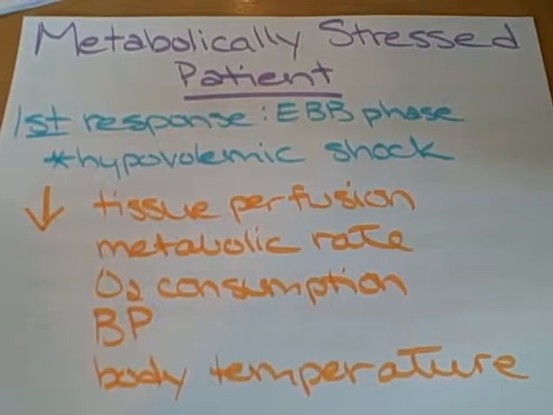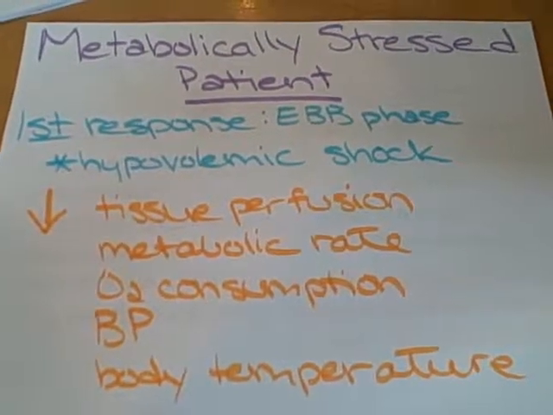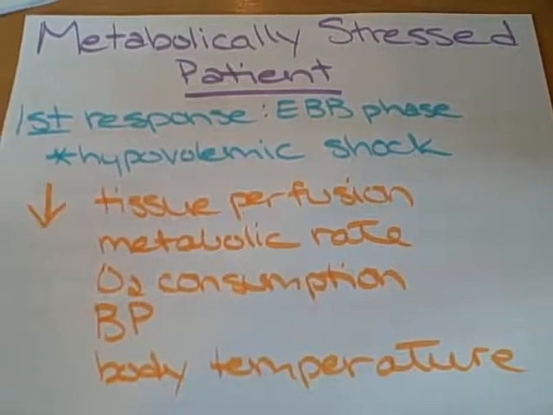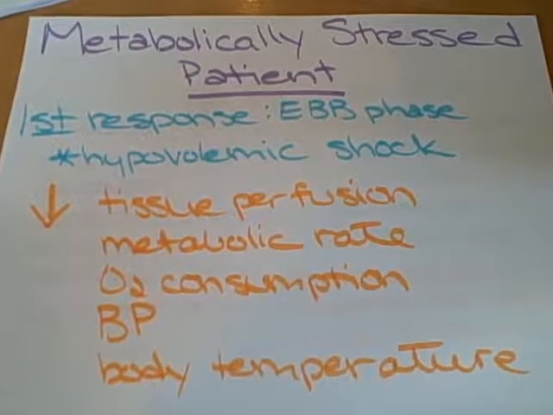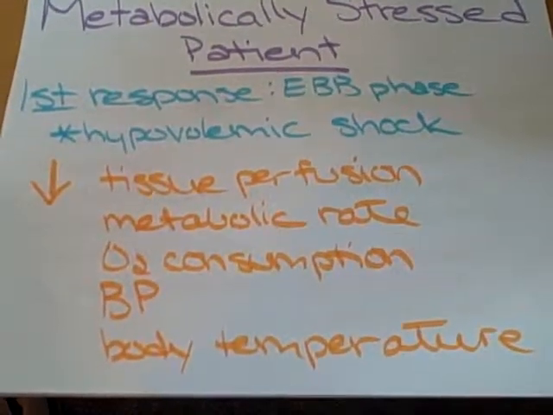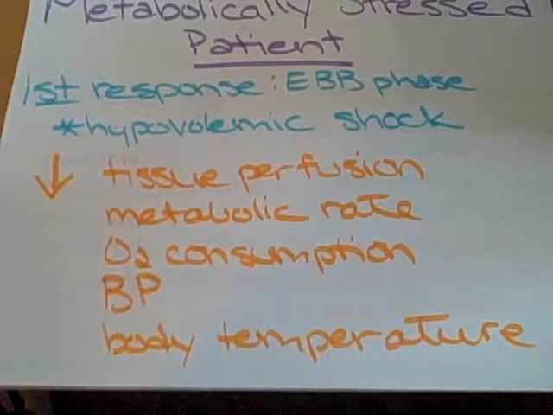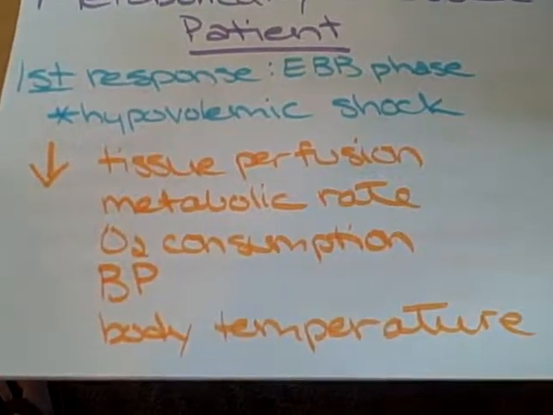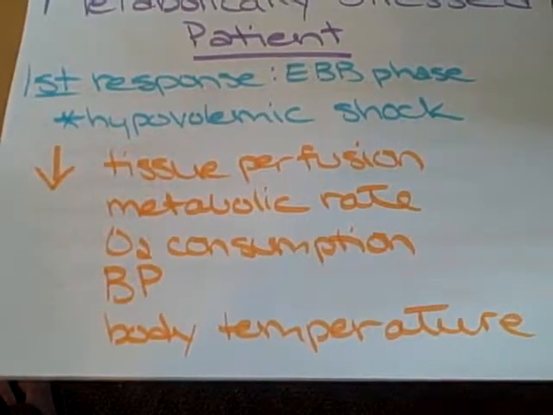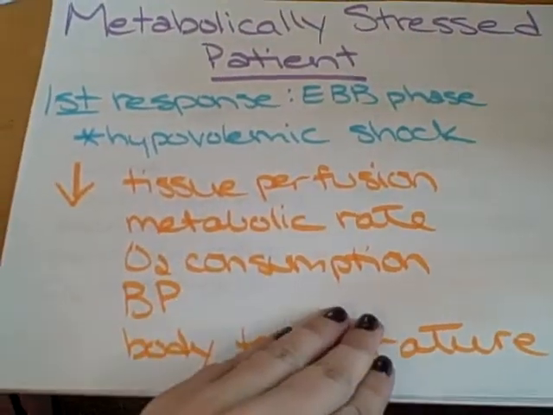The metabolically stressed patient, the first response is going to be the ebb phase. It is going to be characterized by hypovolemic shock. There's going to be a decrease in tissue perfusion, decreased metabolic rate, decreased oxygen consumption, decreased blood pressure, as well as a decrease in body temperature.